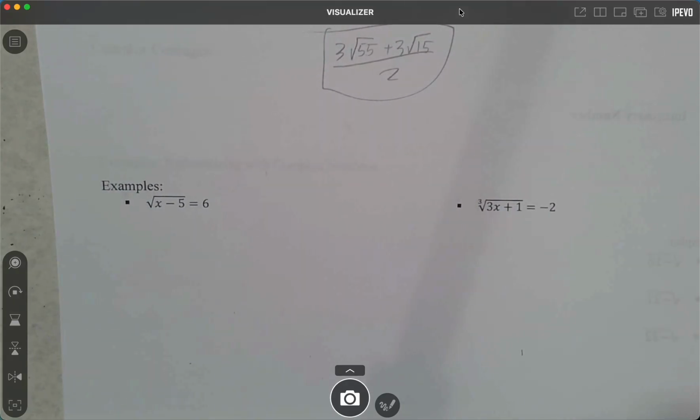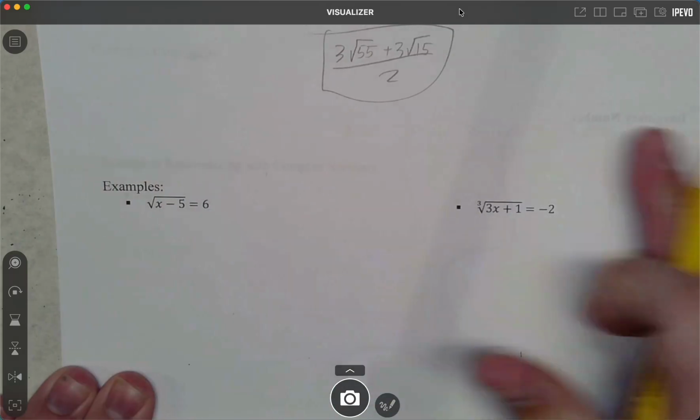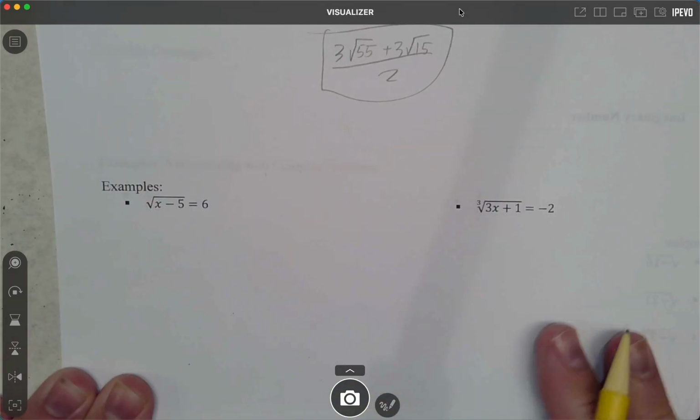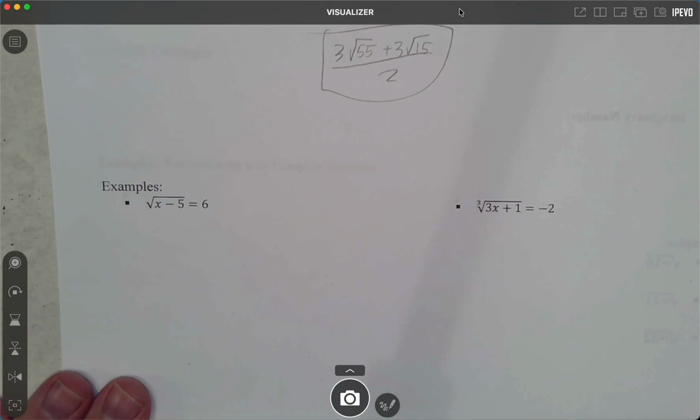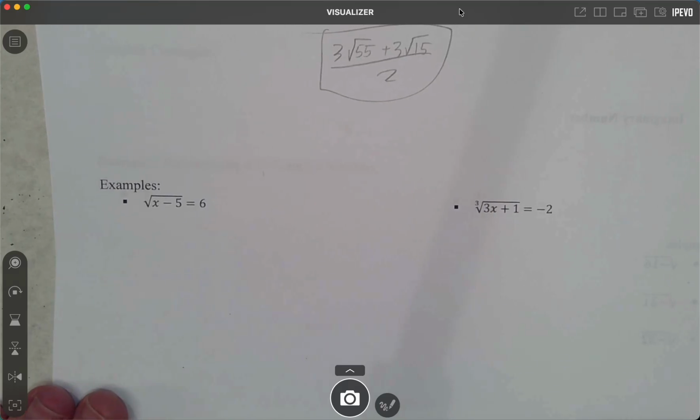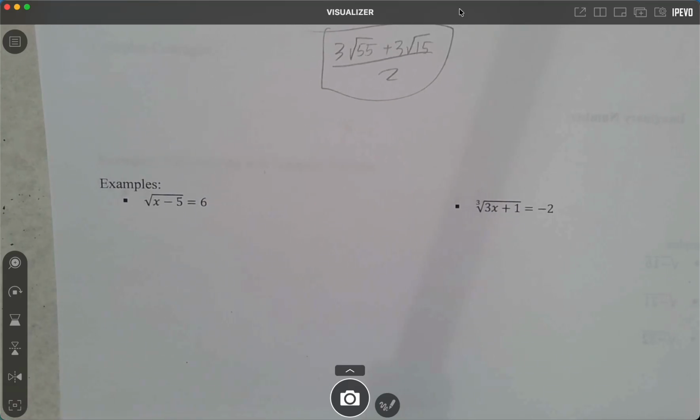For 8.6, the name of the game is isolate a root, then raise to remove the root, and then I'm going to say quote-unquote solve. But the big thing about 8.6 is extraneous solutions are possible. So for whatever answer you get, you need to plug it back into the original and make sure it's valid.